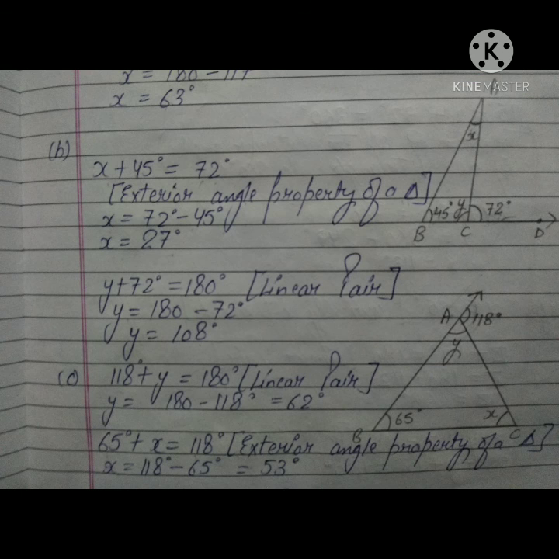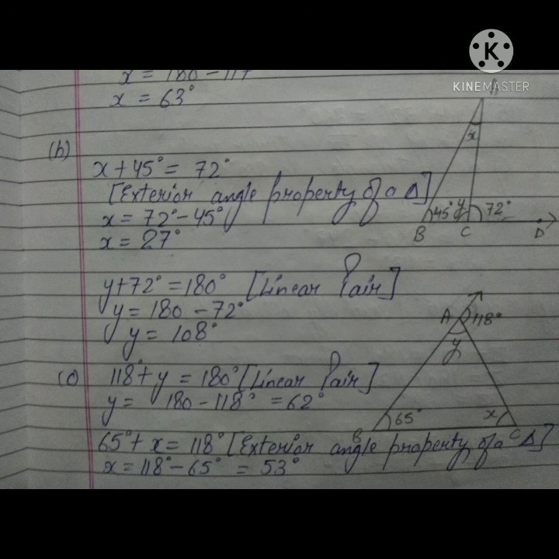In B part, you also have to find out the unknown angles. In the same way, x plus 45 degree is equal to 72 degree. The exterior angle property of a triangle: the exterior angle of a triangle is equal to the sum of the opposite two interior angles. So x plus 45 degree is equal to 72 degree. So x is equal to 72 degree minus 45 degree. x is equal to 27 degree.